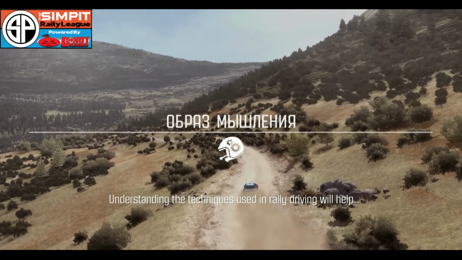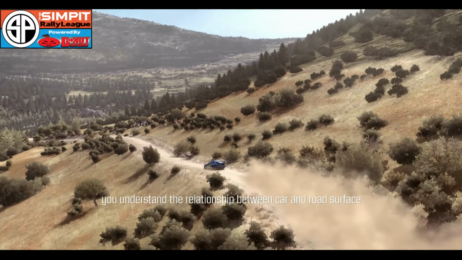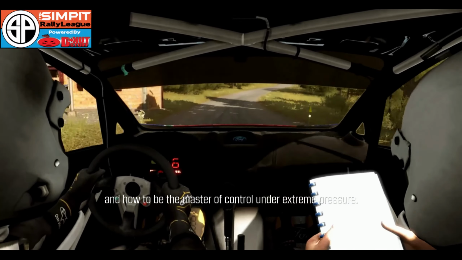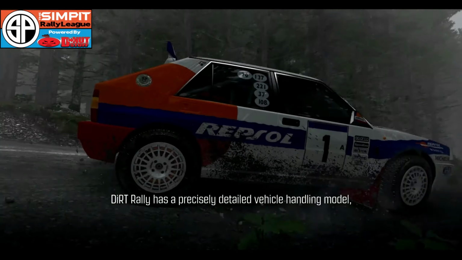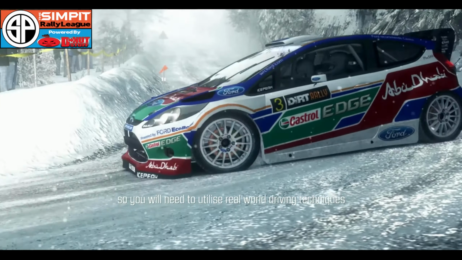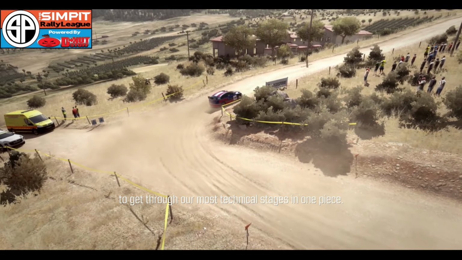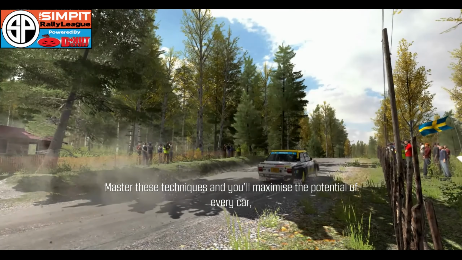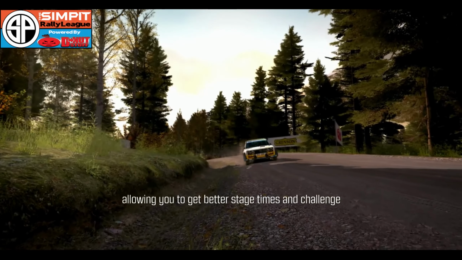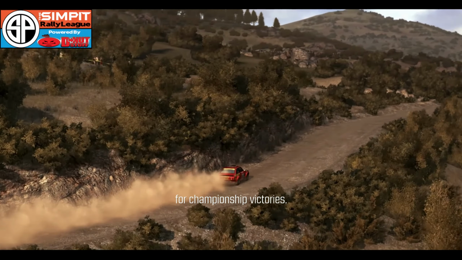Understanding the techniques used in rally driving will help you understand the relationship between car and road surface and how to be the master of control under extreme pressure. Dirt Rally has a precisely detailed vehicle handling model, so you will need to utilise real-world driving techniques to get through our most technical stages in one piece. Master these techniques and you'll maximise the potential of every car, allowing you to get better stage times and challenge for championship victories.